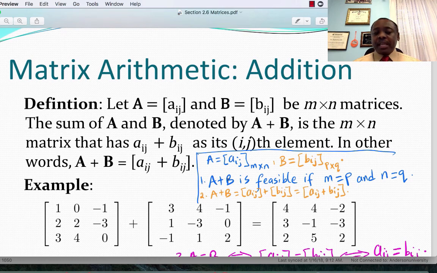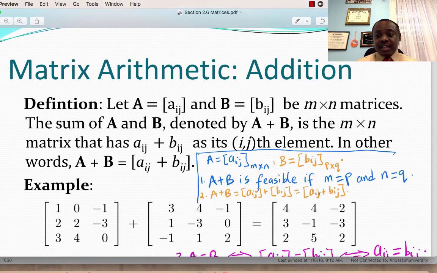Then A plus B addition is feasible if and only if m equals p and n equals q. In other words, the addition of two matrices is feasible if and only if both matrices are of the same dimensions. And if that is the case, then A plus B simply equals the matrix aij plus bij. So I add corresponding terms.